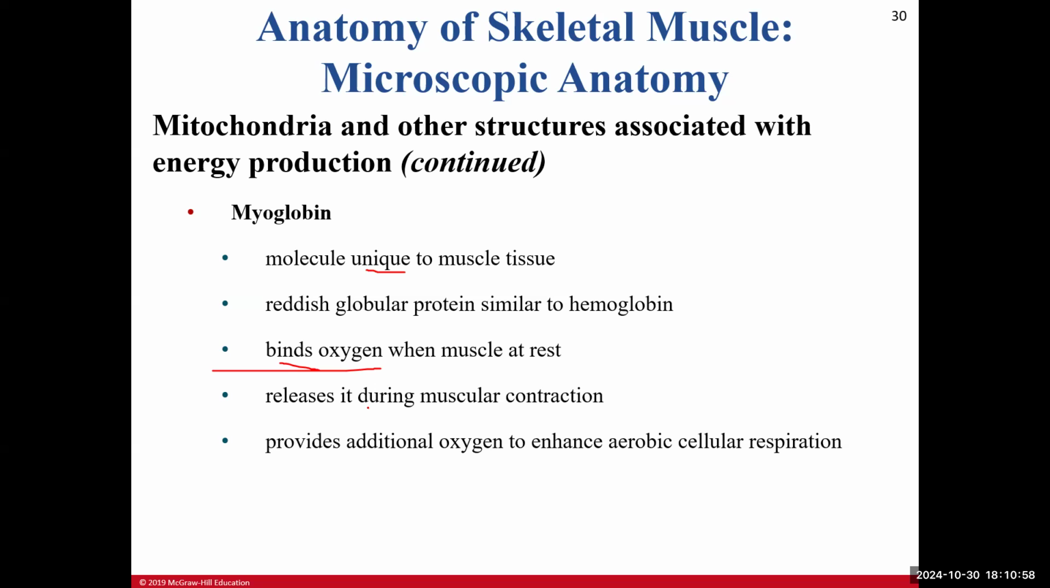And so when you start to exercise, that oxygen pops right off of the myoglobin, goes into the mitochondria, and allows for our ATP to be made much more abundantly. Instead of just getting 2 ATP from one glucose molecule, now we can get 32.